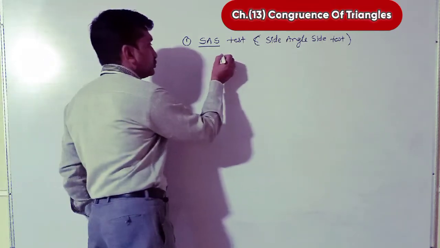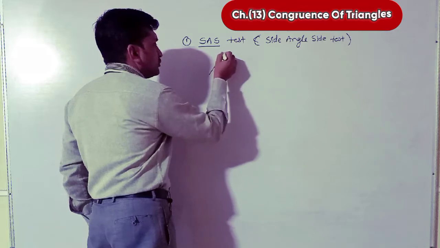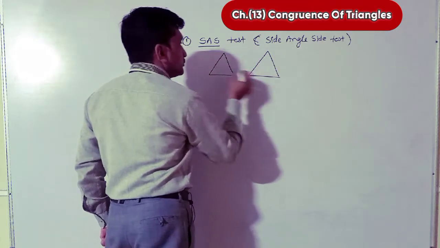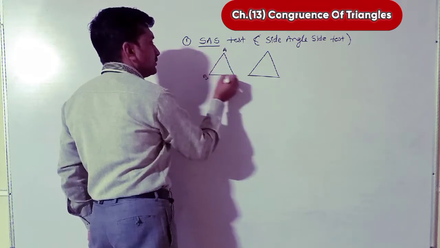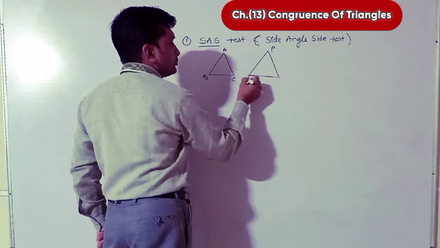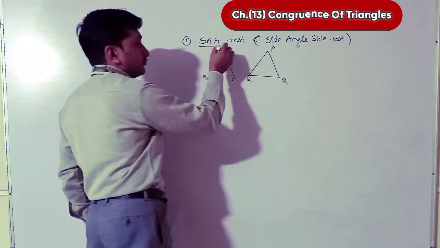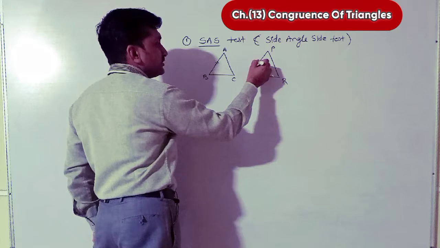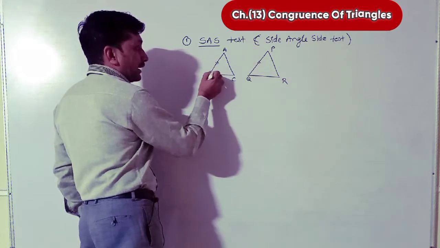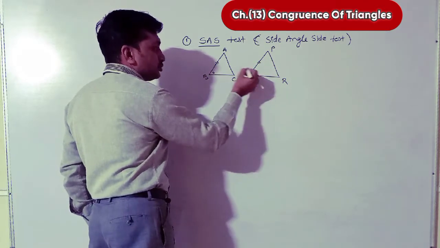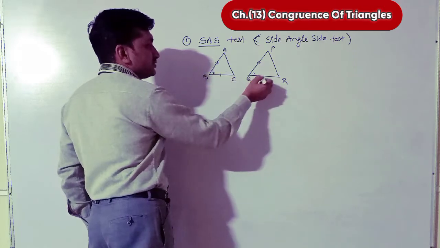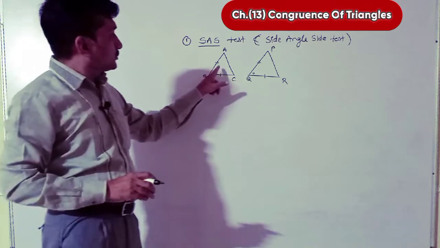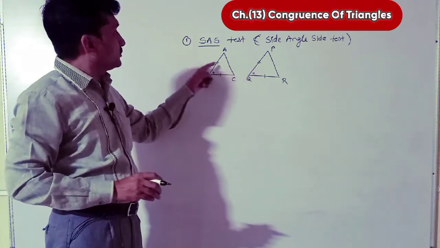Now here, suppose I draw two triangles. Here is triangle ABC and another triangle I draw, PQR. Now in this triangle, side AB is congruent with side PQ, angle B is congruent with angle Q, and side BC is congruent with side QR. Now see here, how many sides of one triangle?